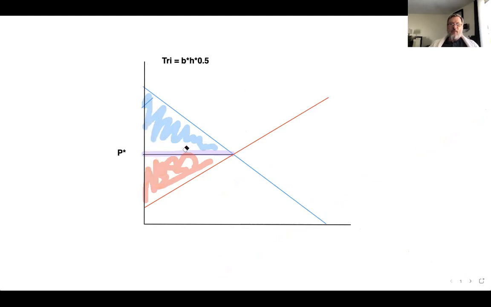regular triangle here. So we need P star and we need Q star, and we need this intercept term to calculate, hopefully everybody can see what I'm talking about now, to calculate this base and this height of the triangle. Okay, so, and I'm going to go back. So you see what I'm talking about, Noah?